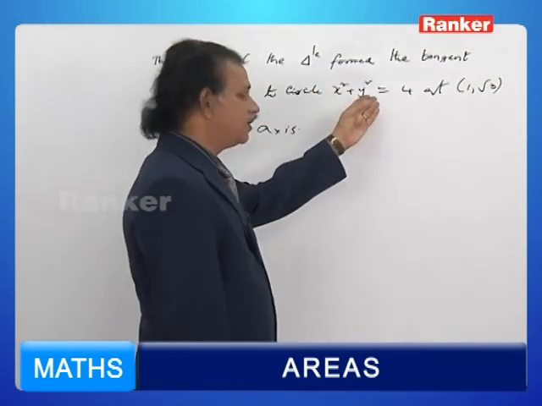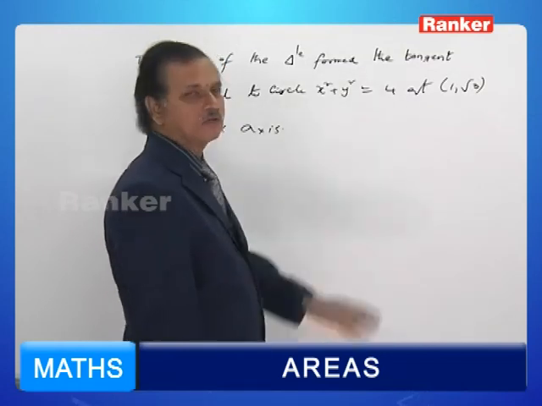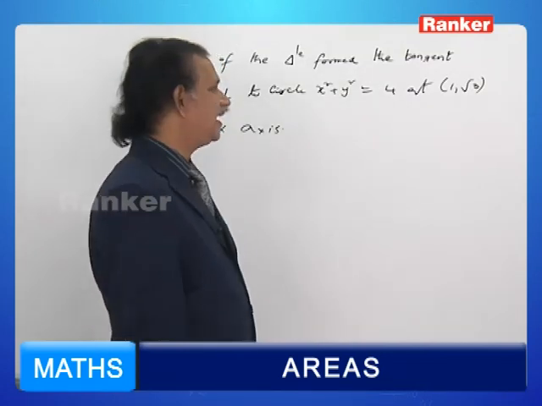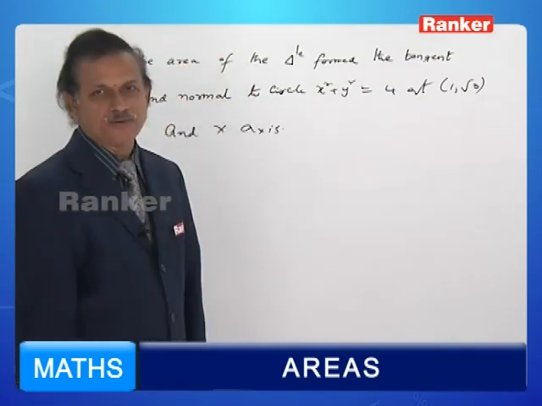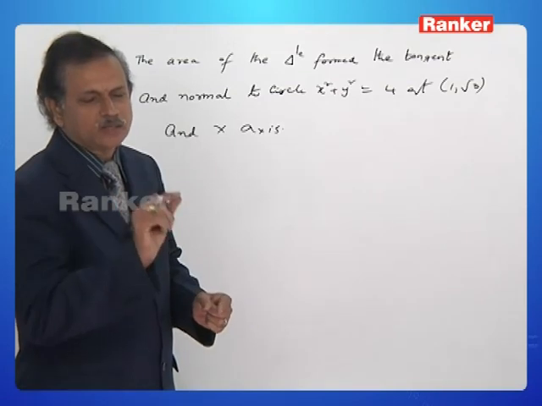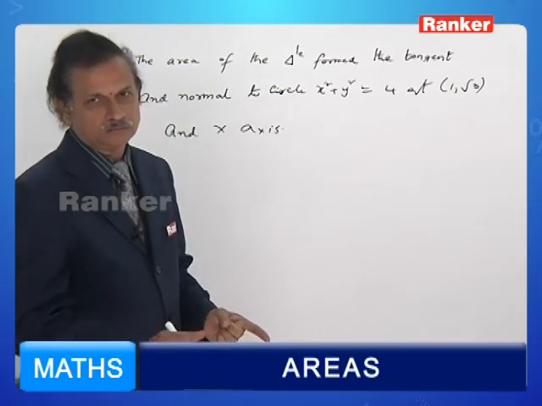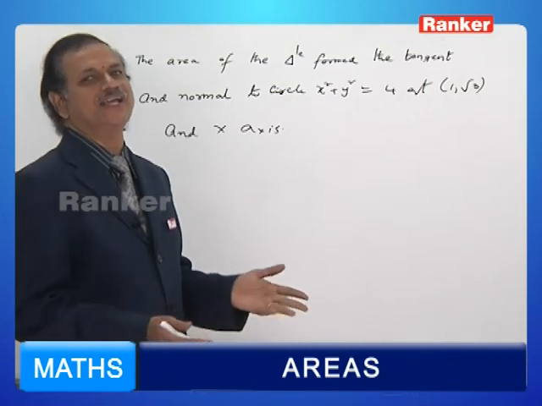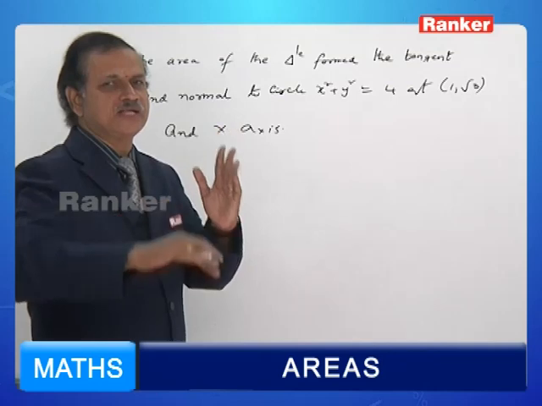Is (1, root 3) a point on the circle? Surely. 1 square plus root 3 whole square is 1 plus 3, which is 4. We are happy to see and say that (1, root 3) is a point on the circle. At (1, root 3), both tangent and normal are drawn. What is the area of the triangle formed by the tangent, normal and x-axis?